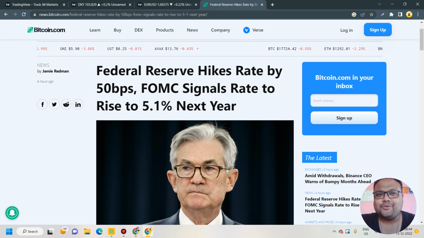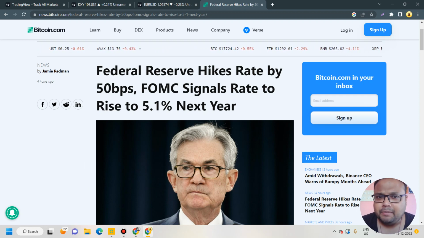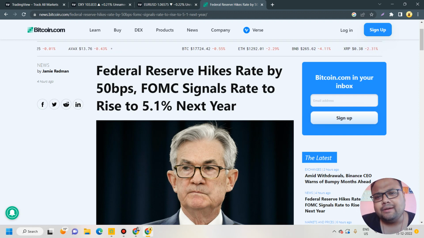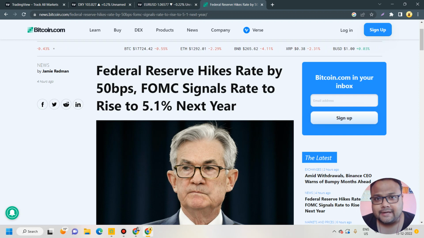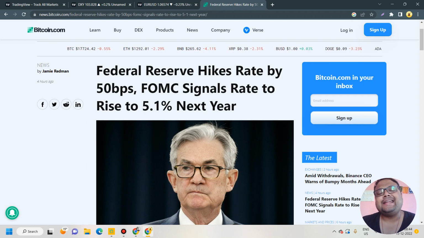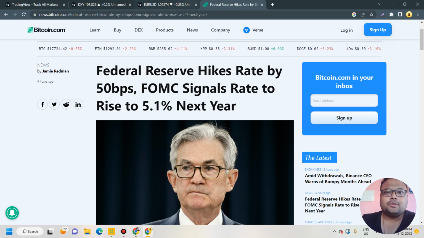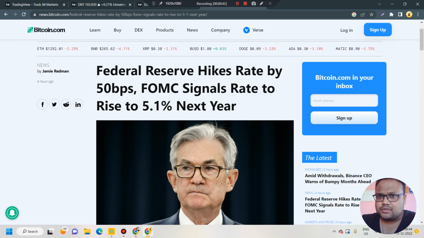So my dear friends, FOMC. The Federal Reserve hikes rate by 50 basis points, as the whole world was expecting after the CPI. But FOMC signals rate to rise to 5% next year. So there will be an increase or hike in interest rate by next year as well.